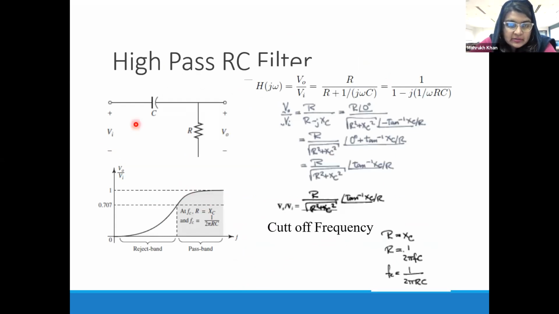So this is one of the circuits, I think. One minute, I need to adjust it a little bit.